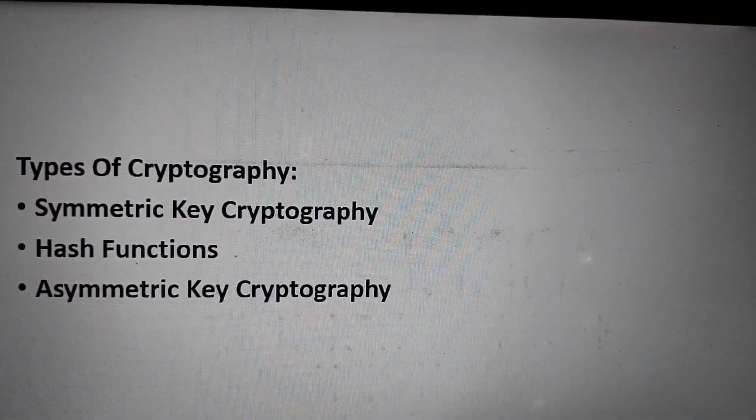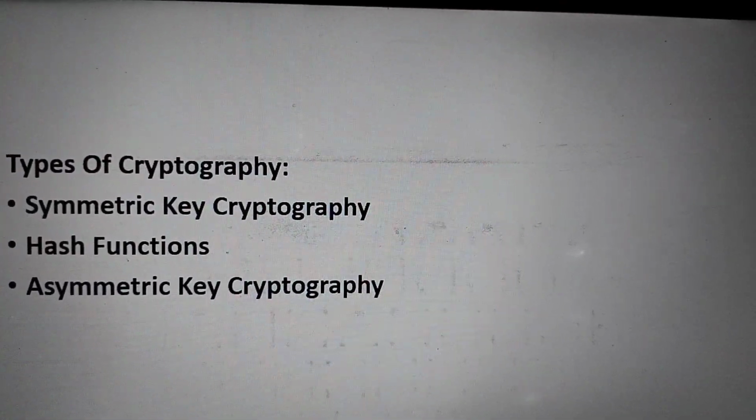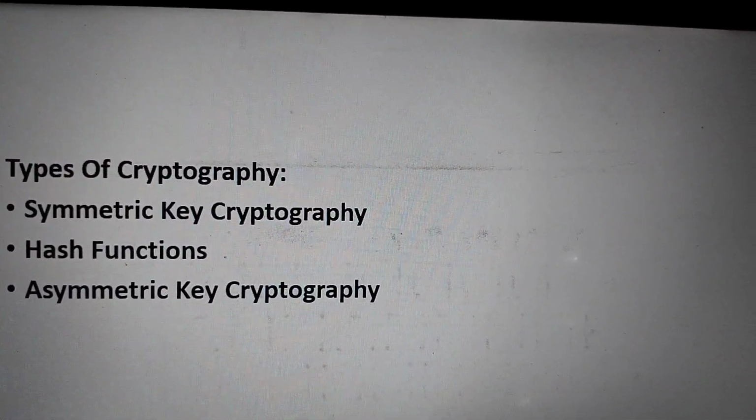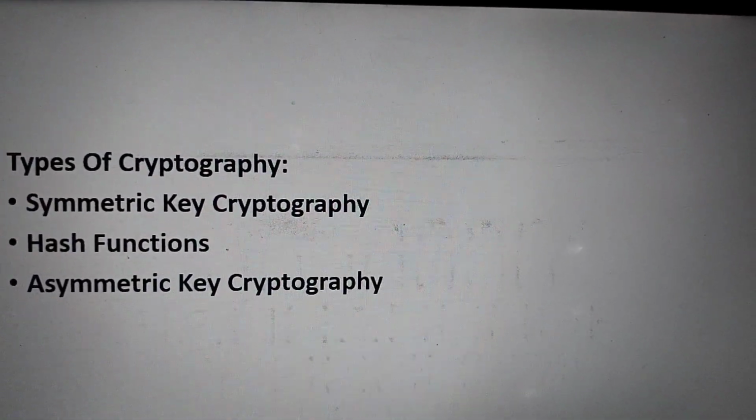And next is asymmetric key cryptography, which is nothing but a different set of keys being used for encryption and a different set of keys being used for decryption. That is called asymmetric key cryptography.